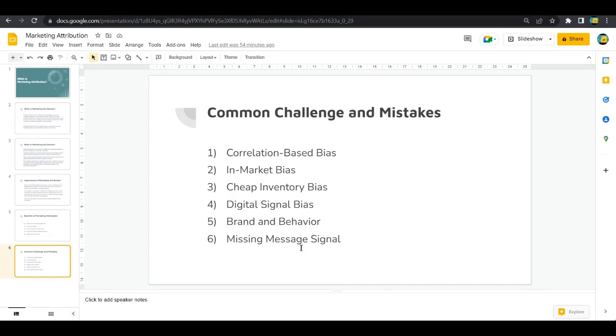Then finally we have missing message signal. Creative and messaging are just as important to consumers as the medium on which they see your ad. So one common attribution mistake is evaluating creative in aggregate and determining that one message is ineffective, when in reality it would be effective for a smaller, more targeted audience. So this just emphasizes the importance of personal level analytics.